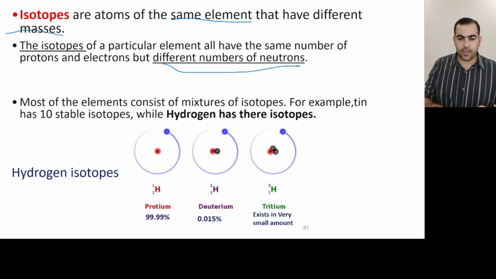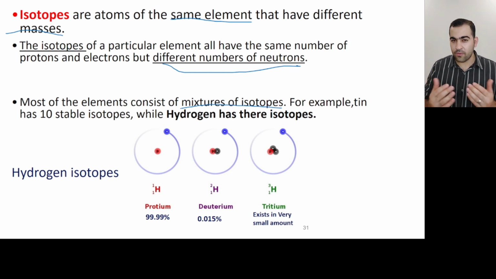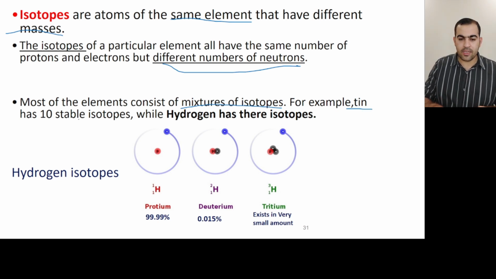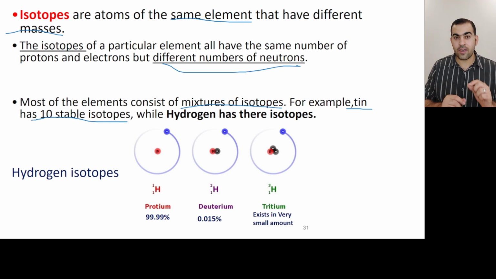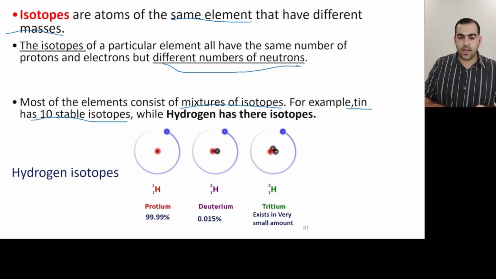Okay, most elements have a mixture of isotopes. Most of the elements in nature have isotopes. Sometimes we can't say all of them; some of them are unstable. For example, tin as an element has 10 isotopes.